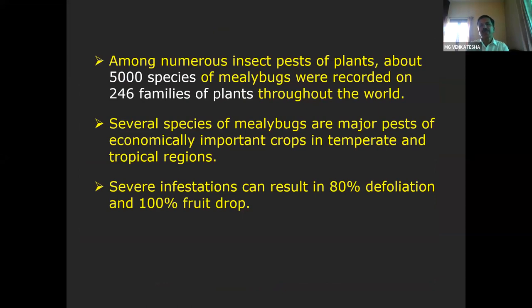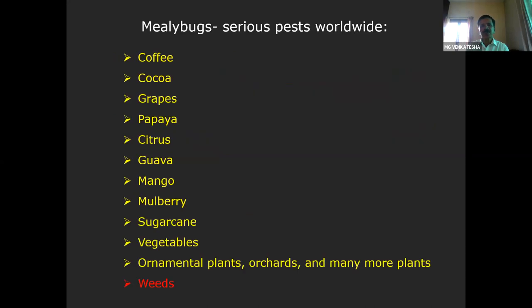Among numerous insect pests of plants, about 500 species of mealybugs were recorded on 246 families of plants throughout the world. So mealybugs are very common throughout the world, and especially serious in tropical regions. When they attack economically important crops, mealybugs are a serious pest. A severe infestation can result in 80% defoliation and 100% fruit drop, because they cause severe damage. Next, please.